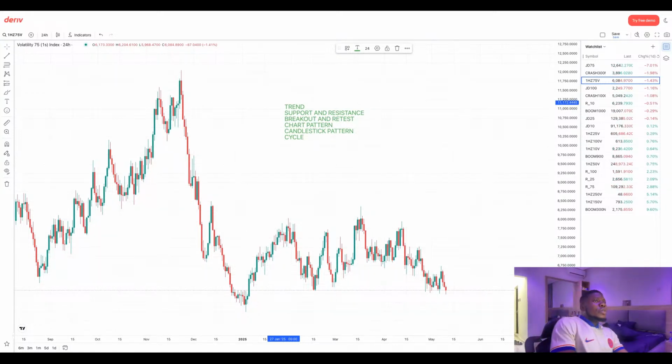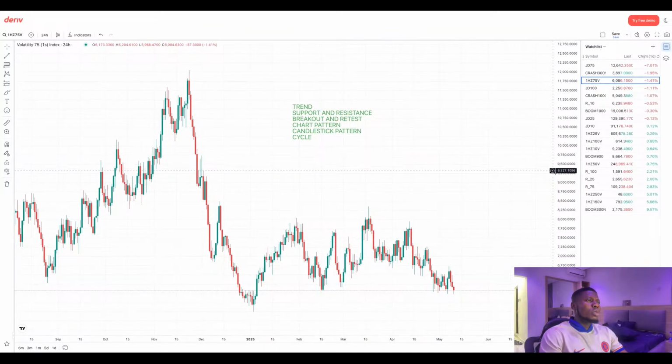Okay, so if you've been joining all this while, I've already talked about these topics in my previous videos. So one is trend, one is support and resistance, one is breakout and retest, one is chart pattern, one is candlestick pattern, one is cycle. These are the things I look at whenever I'm trying to do my analysis.